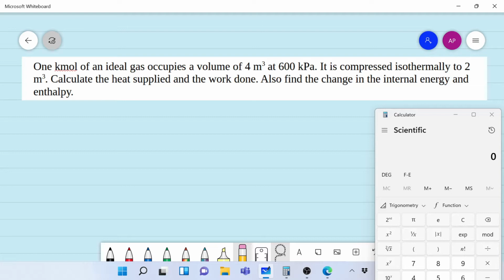Today, we will be studying how to solve a problem on isothermal reversible processes. The fluid is an ideal gas. The problem is on your screen.